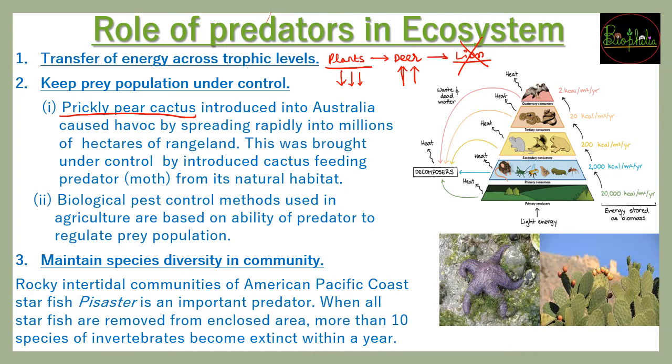So what could be done? There was introduction of the natural cactus feeding predator. So cactus prey बन गया था, and the predator had been introduced onto that land, which was a moth जो ये cactus को खाती थी, and that way the cactus population was kept under control.